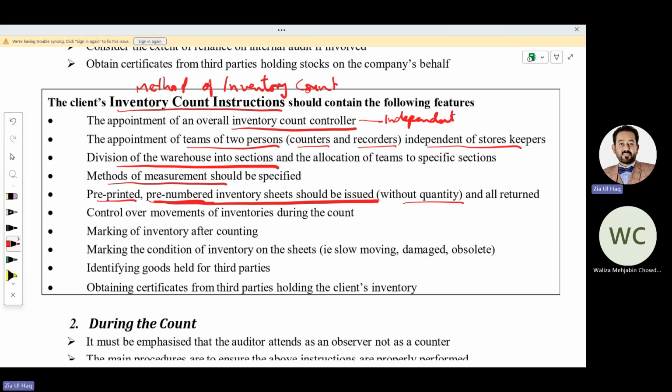So pre-printed, pre-numbered sheets should be issued to the staff without quantities. Quantities should be mentioned after the count. Otherwise, an extra unit on the floor will not be verified.